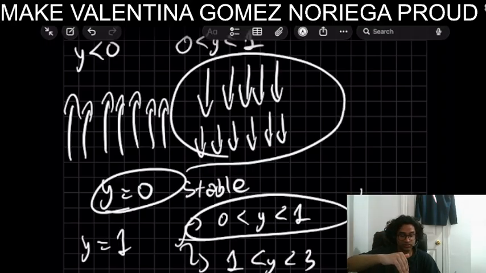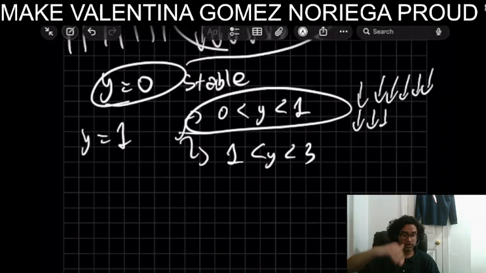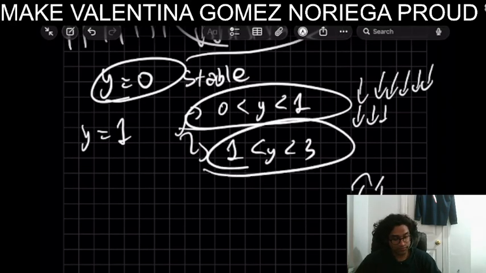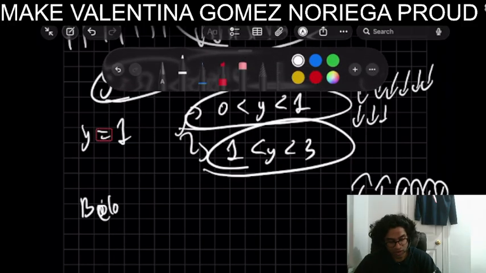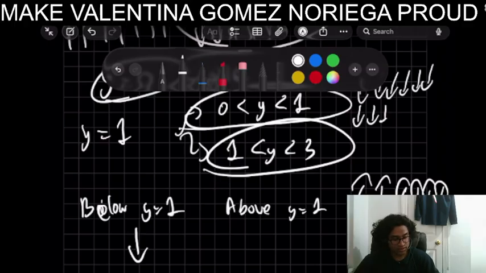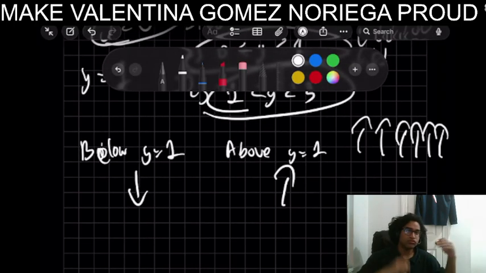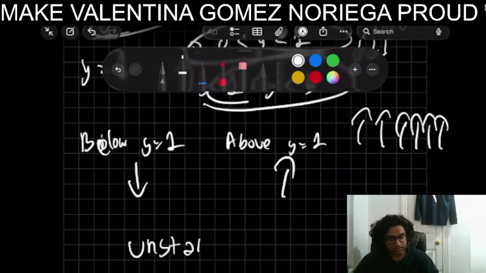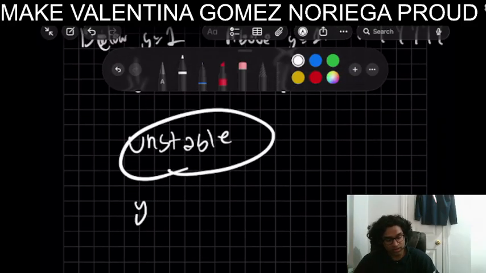So this is going down, right? This is going down, but this is going up, which means my below, my below y equal 1 is going down. My above y equal 1 is going up. But because below is going below and above is going above, they do not intersect or they do not connect. And that ends up unstable. So my y equal 1 is unstable.